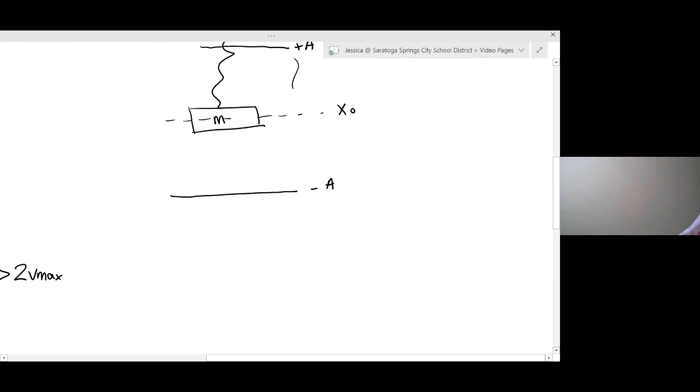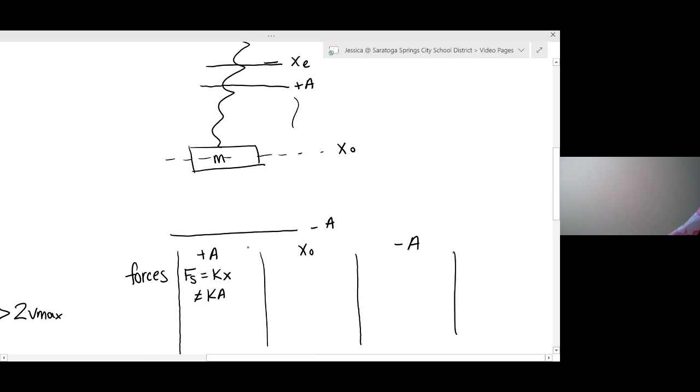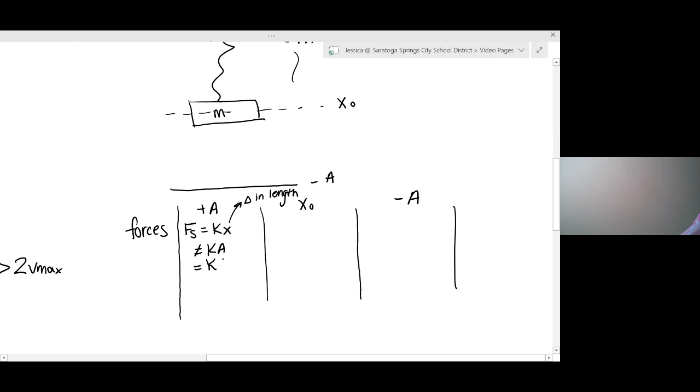So let's do the same thing that we did before. Let's look at the forces in the three columns: the forces at positive A, x0, and negative A. At positive A, Fs is not going to equal Ka. Even though we are at amplitude, remember that x really represents the change in length. So this is really going to be K times the change in length.